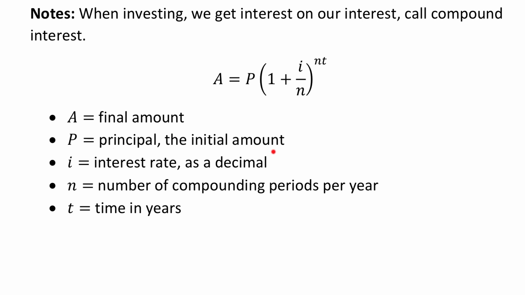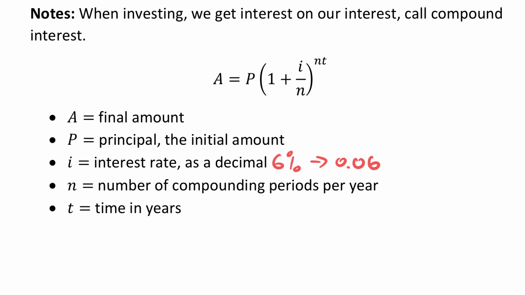P is the principal, the initial amount. I is the interest rate as a decimal. So if it was 6%, we have to divide by 100 and write that as 0.06. And T is the number of time in years. Now, N is called the number of compounding periods per year.